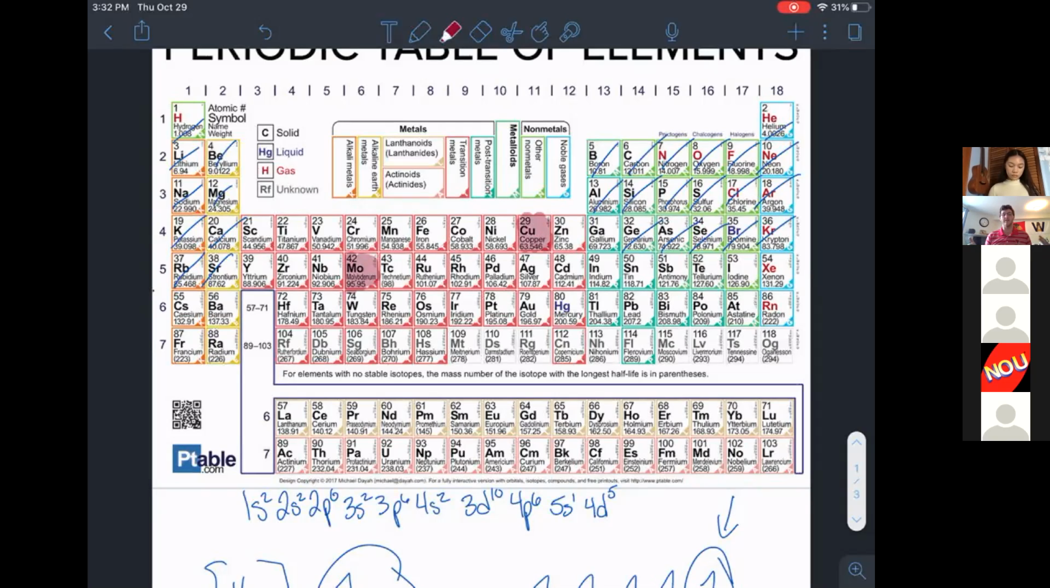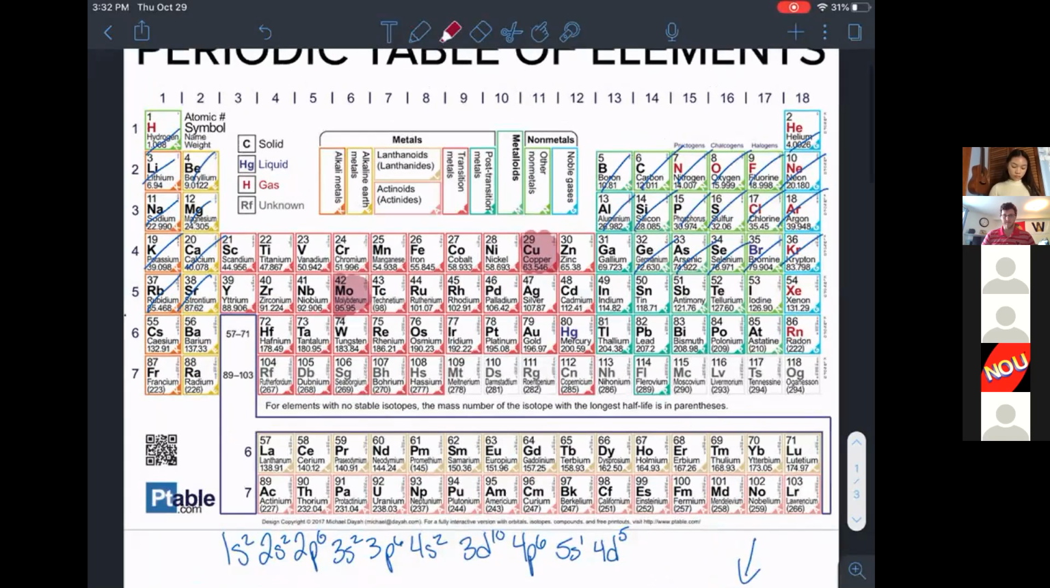It'd rather fill all of 3d than have all of 4s fill, because 3d is lower than 4s, which means it wants to fill that lower energy level first. If it's so close, it wants to just get that last one in 3d rather than 4s. So copper is a special case where it's going to be 4s1, 3d10. Any other ones? There are 5. Chromium. Chromium, good.